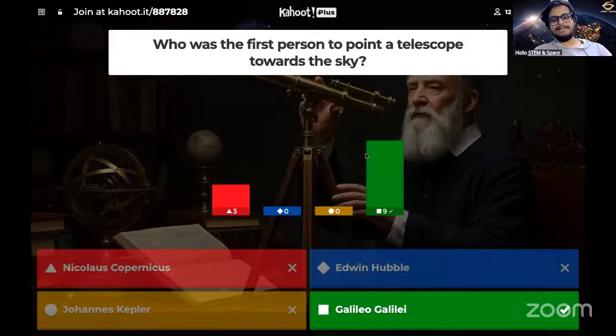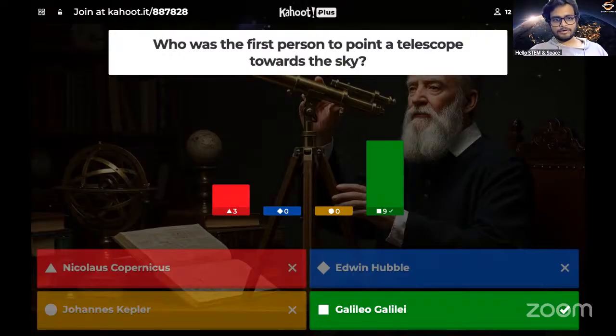It was Galileo Galilei. It was not Nicholas Copernicus. Nicholas Copernicus gave us the model of the solar system. The telescope was first used to watch the sky by Galileo Galilei. Most of you did give the correct answer, but contrary to popular belief, Galileo was not the person who invented the telescope. The telescope was invented by another person whose name is Hans Lippershey. But Galileo was the first person who used the telescope to watch the sky.